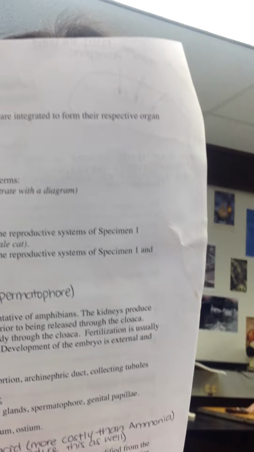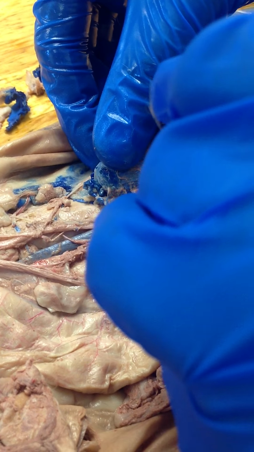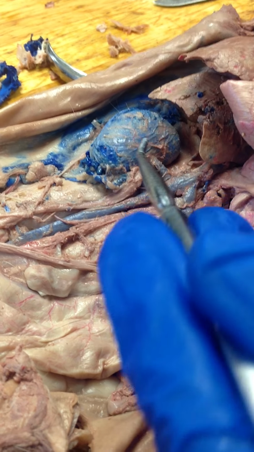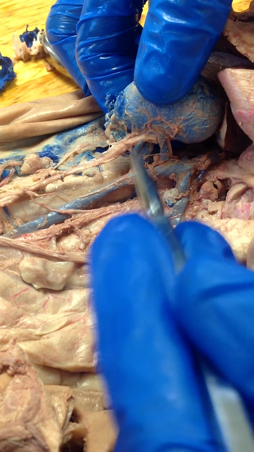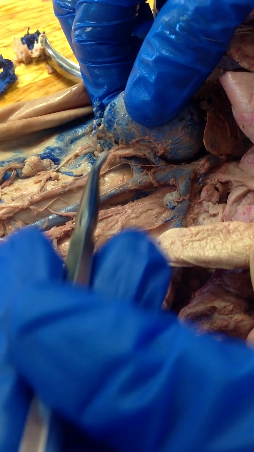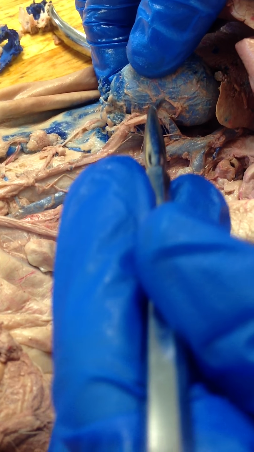This is the hilus. The hilus is where everything goes in, where all the arteries, vein, and ureter go into the kidney. That's the hilus. And then the renal sinus is the cavity in the hilus, so apparently there's a little cavity in there.